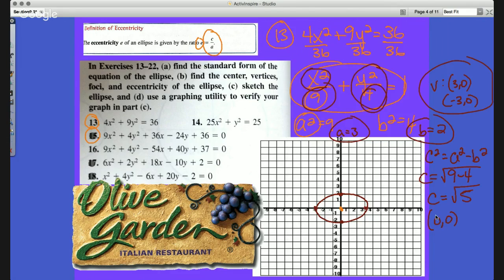Okay, so I take 0, 0, and the only thing changing is the x. So my foci would be square root of 5 comma 0, and then I subtract it, negative square root of 5 comma 0, and that's what my foci is from my center. Okay, so I think square root of 5 would be like 2 point something. So my foci would be about right there.